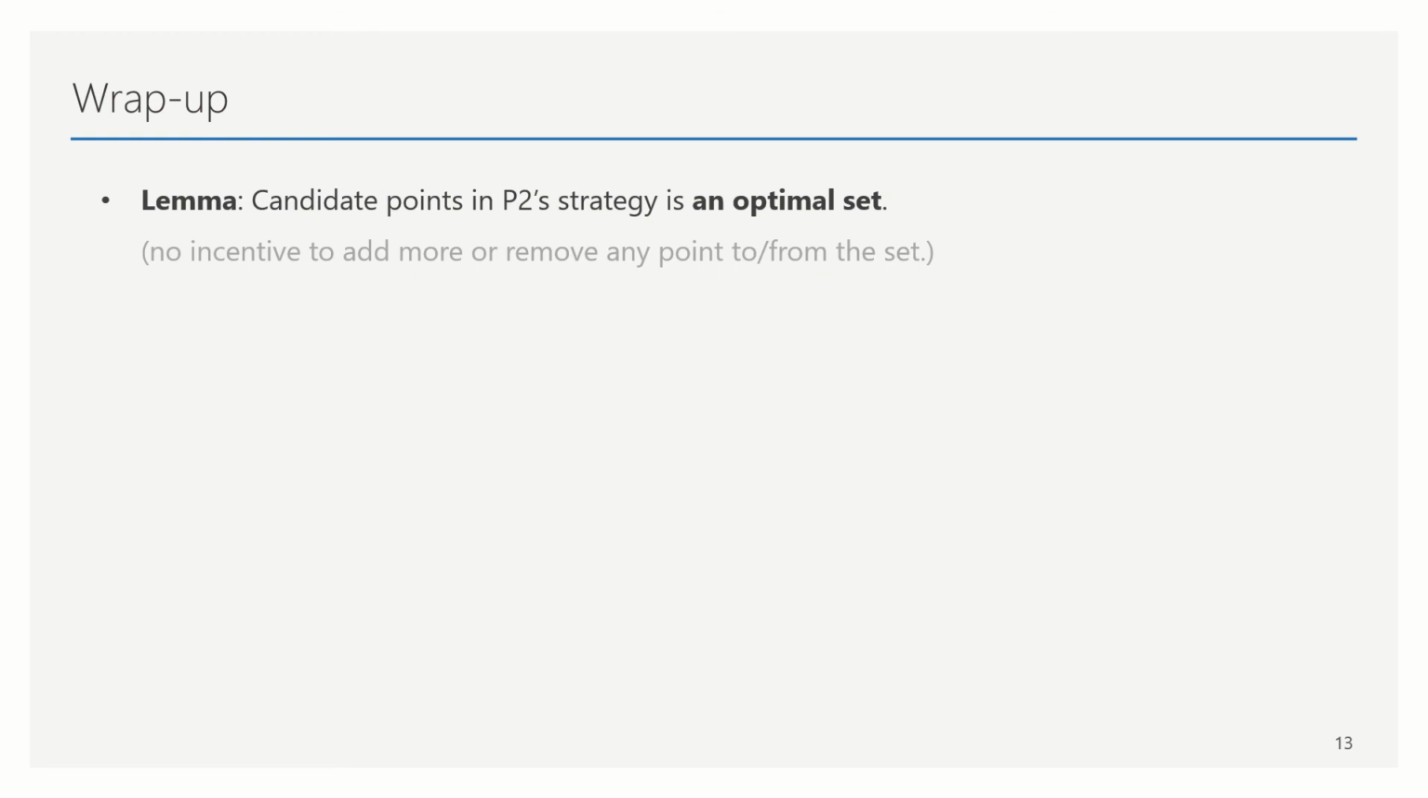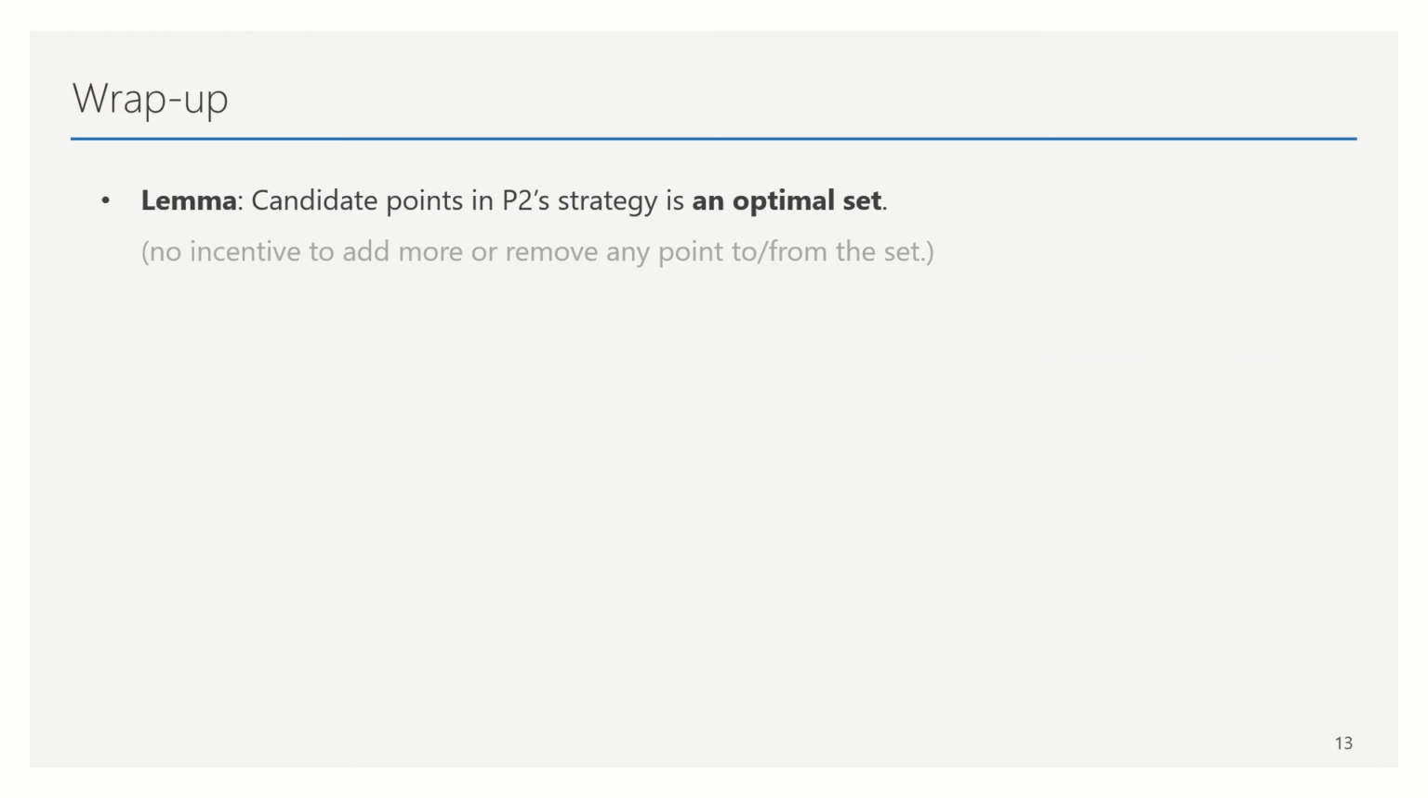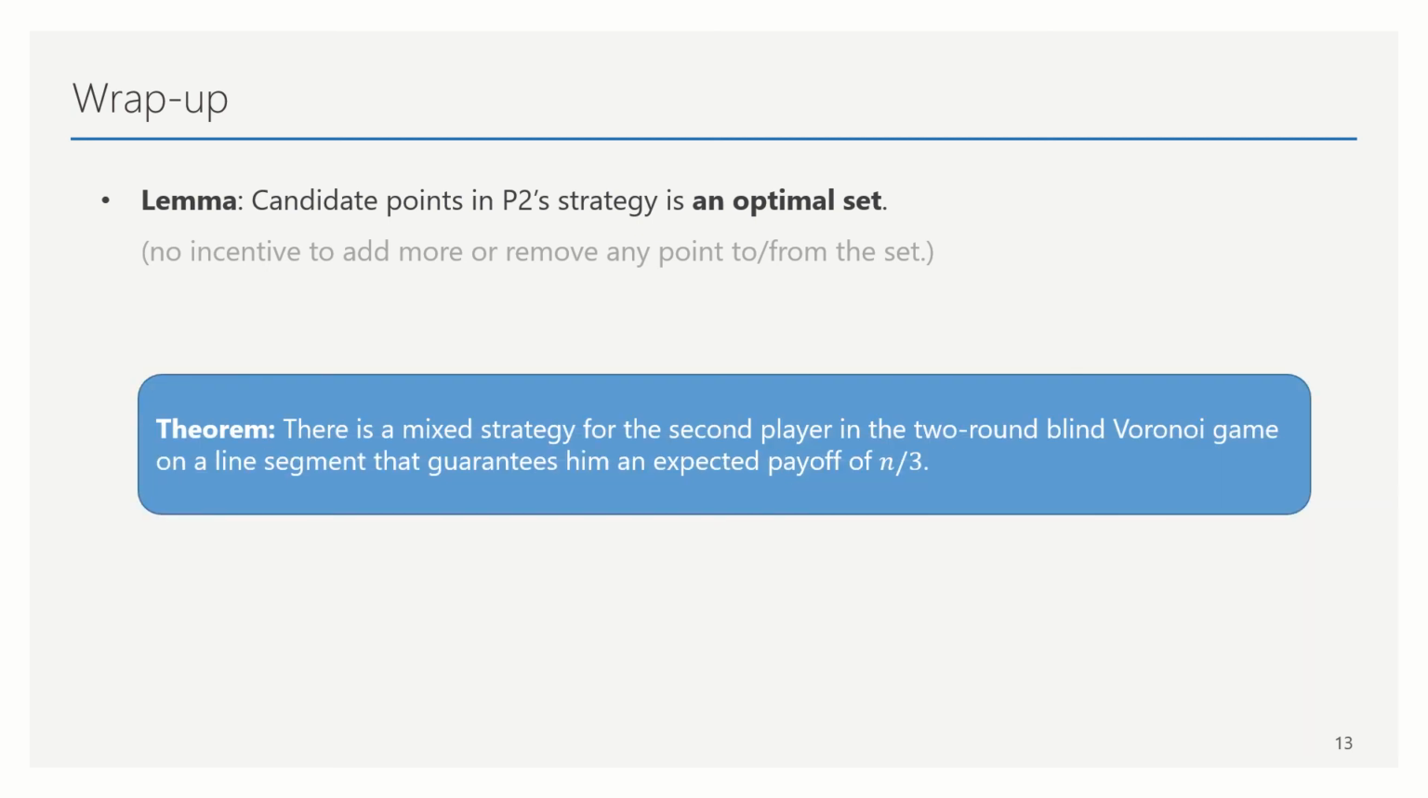At this point, we have some main points about the suggested strategy. First, in P2's strategy, the four candidate points are an optimal set. It means P2 has an incentive neither to add more points nor to remove any point. Second, there is a strategy for the second player in the 2-round blind Voronoi game on a line segment that guarantees his expected payoff is at least 1/3 of all users, independent of P1's strategy.